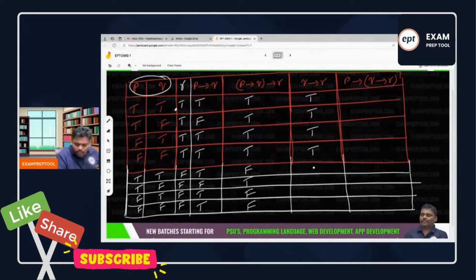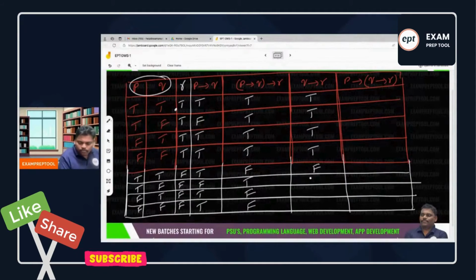Next one. True, false. QR, false. False. Sorry. True. QR, please verify. False. True.